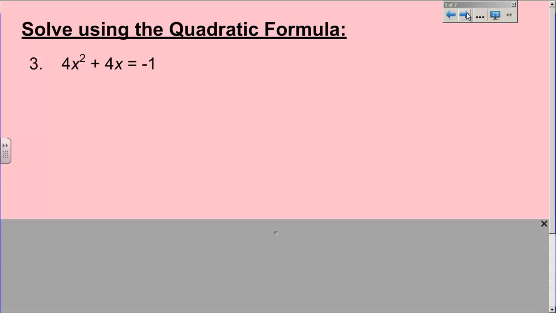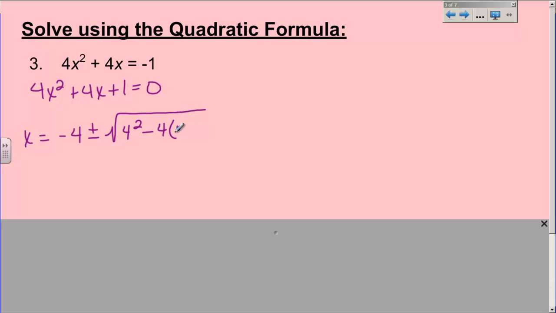one. Let's make it equal 0. So I have 4x squared plus 4x plus 1 equals 0. And then let's plug into the quadratic formula. So I have x equals the opposite of b, which is negative 4, plus or minus b squared, so 4 squared, minus 4 times a times c. All of this is divided by 2 times a. And let's simplify.